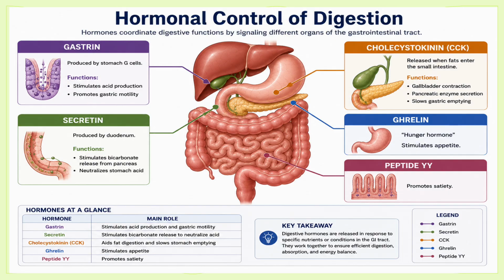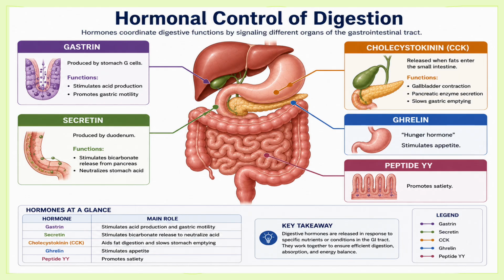Another important hormone is cholecystokinin, or CCK. CCK is released when fats enter the small intestines. This stimulates gallbladder contraction. You see how systematically this works, right? And so when the gallbladder contracts, this causes bile to be released and promotes pancreatic enzyme secretion. CCK also slows gastric emptying, giving the small intestine adequate time to digest and absorb the nutrients. It's because you don't want it to go too fast, right?